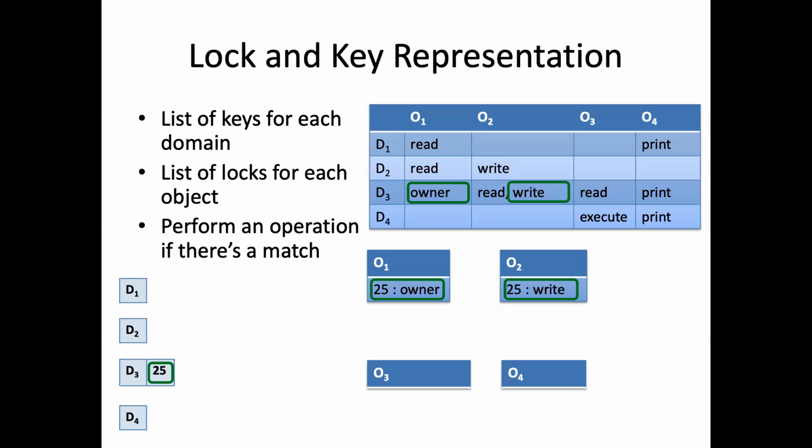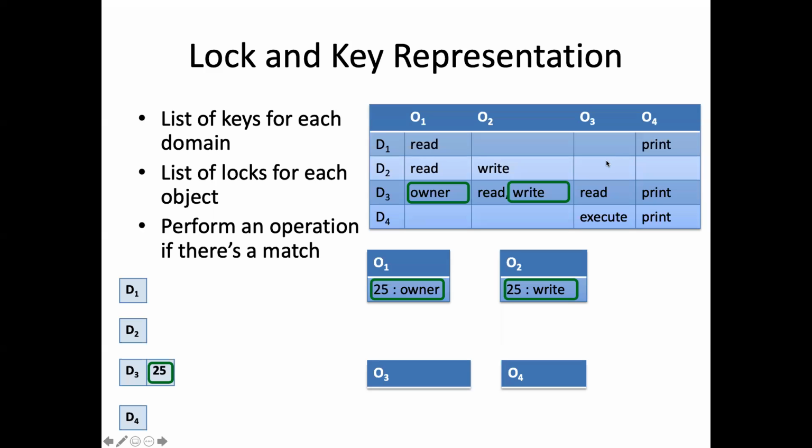For each object and each permission, each access right associated with that object, we could stamp that with an identifier that says, if you have this key, if a particular user or a particular domain has this key, then they can access this object in this particular way.